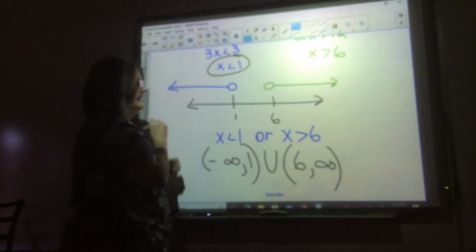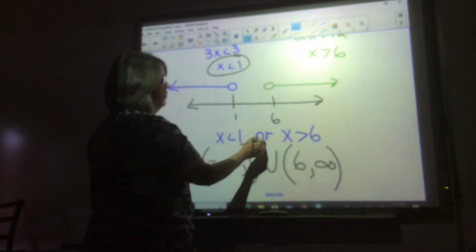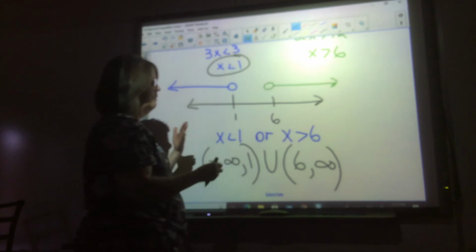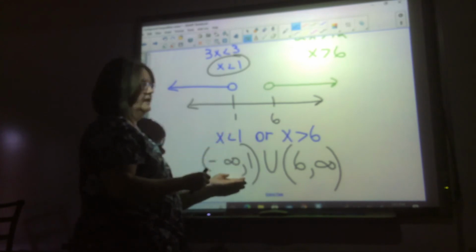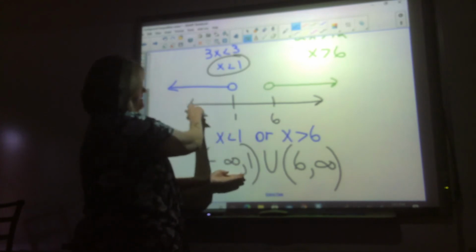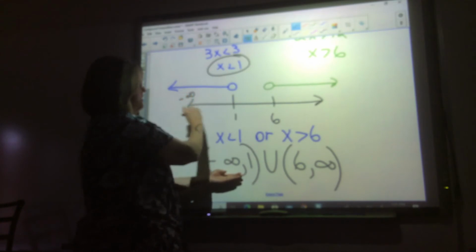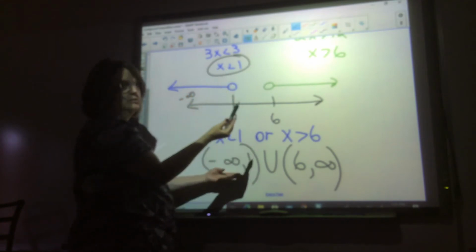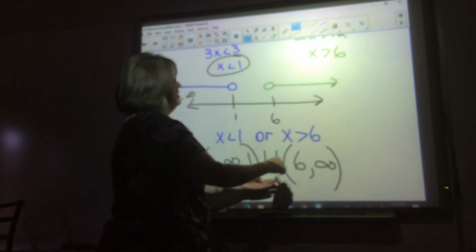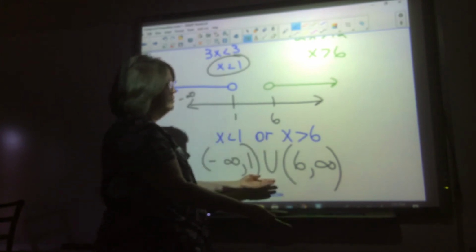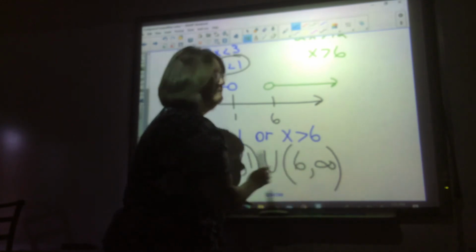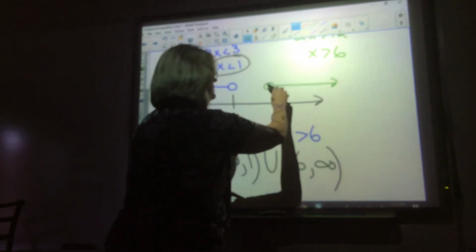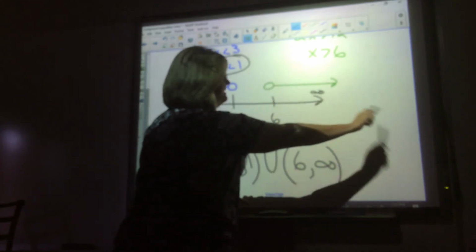So I write it this way: x is less than 1, or x is greater than 6, and I write both intervals. Negative infinity, this is negative infinity over here, to 1 with parentheses because there's no equal to underneath there. Union, you marry the two. Union 6 to infinity. 6 is the starting point here, and this goes to infinity that way.